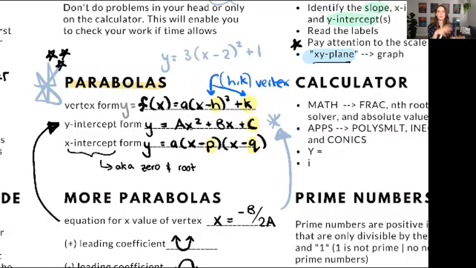So why are these important? If I see an equation in one of these forms, I'm immediately going to think, oh, I have a parabola. And if they give me the equation in the vertex form, I'm going to note the vertex. If they give it to me in the y-intercept form, I'm going to circle that y-intercept, and I'm going to think, you know what, that's probably going to be important.